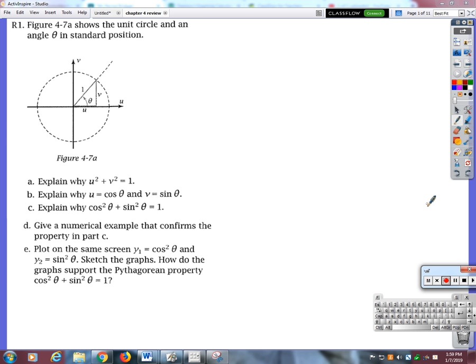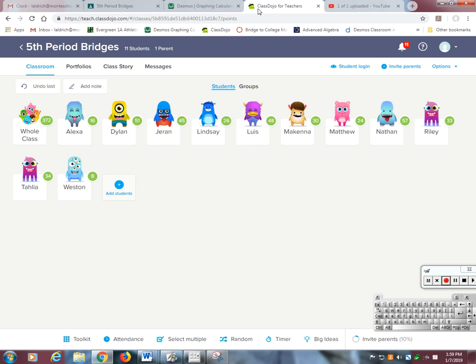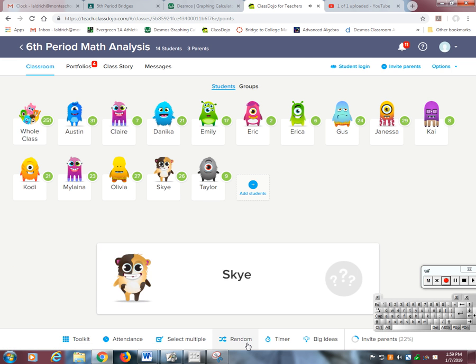Figure 4-7A shows the unit circle and an angle theta in standard position. Explain why u squared plus v squared equals 1. Let's choose someone to share their knowledge with us. Please, Gus.